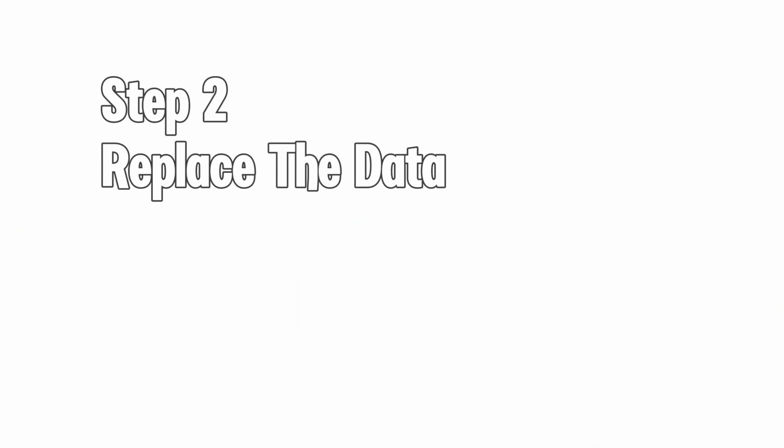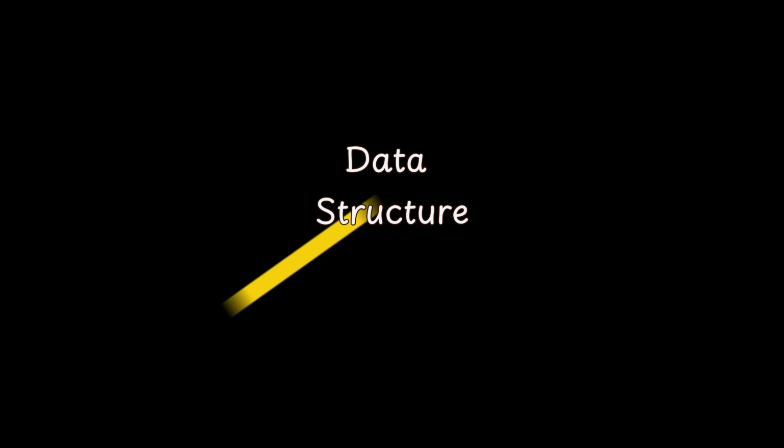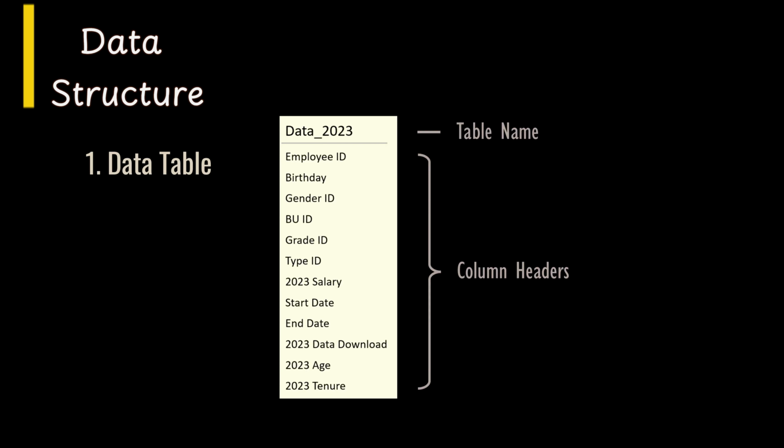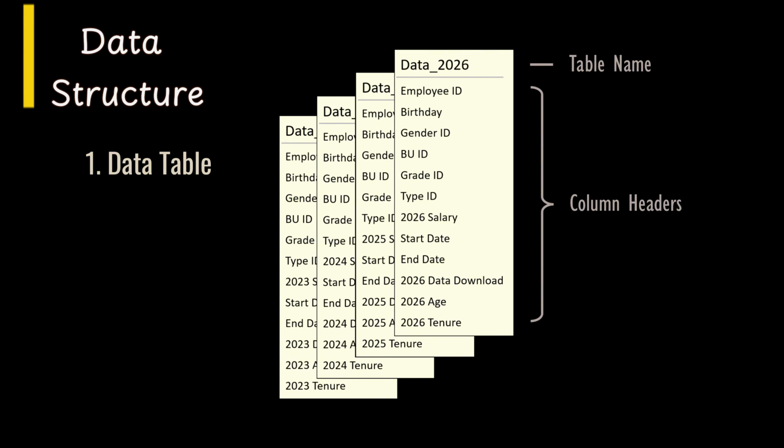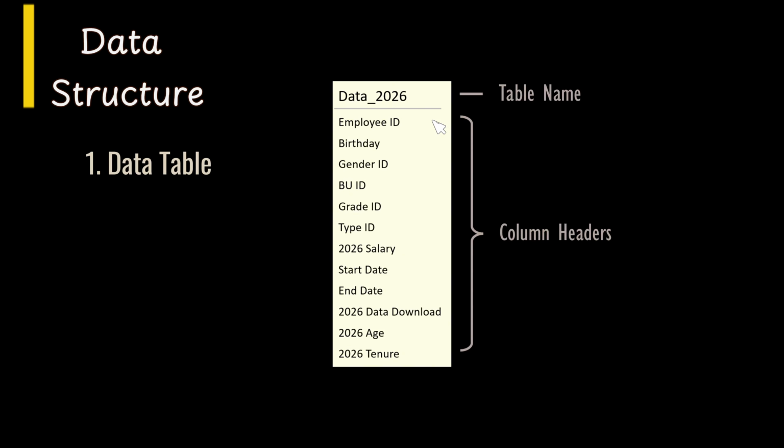Step 2. Replace the dataset. Before getting to the Excel dataset, here's a quick overview of the data structure. The first few tables contain staff data, with one worksheet per year. This structure makes it easier to manage historical data, especially when final figures are locked. Since all the worksheets use the same format, we'll walk through just one. Each includes fields such as employee ID, birthday, gender ID, BUID, grade ID, type ID, salary, staff start date, staff end date, data download date, staff age, and tenure.